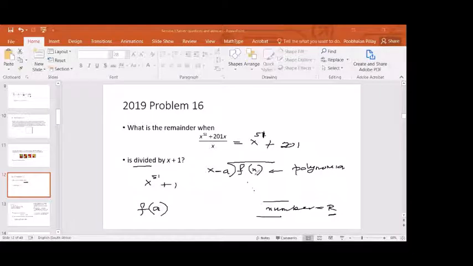When you replace the x in your polynomial by a, remember you're dividing by x minus a, then you will get the remainder. Very interesting fact. See, we can do an example to illustrate it.